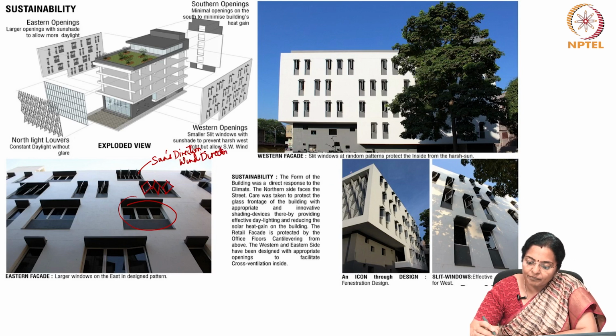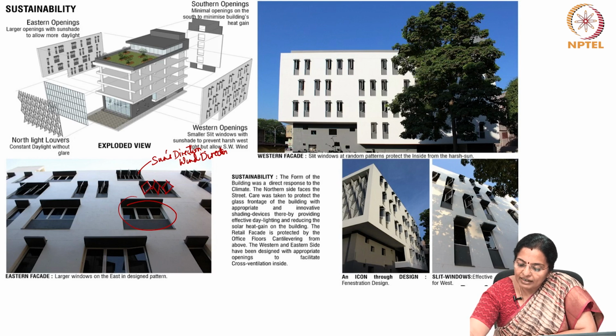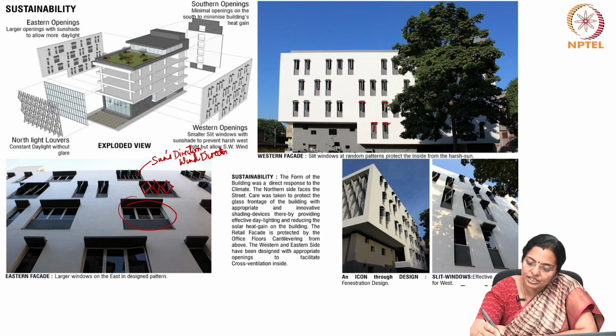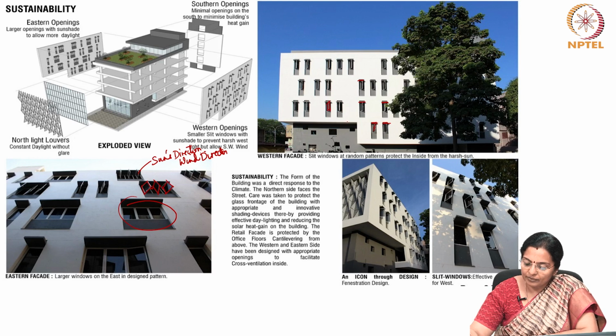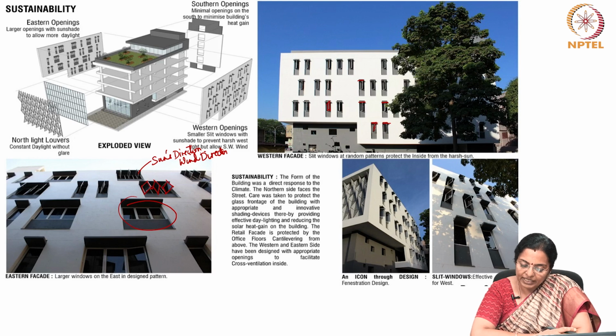Similarly, along the west, the slit windows in random patterns protect the inside from harsh sunlight, and it also has adequate shading, and the operable windows can also be turned towards the direction of the wind. So, care is taken to protect the glass frontage of the building with appropriate and innovative shading devices, thereby providing effective daylighting and also reducing the solar heat gain on the building.